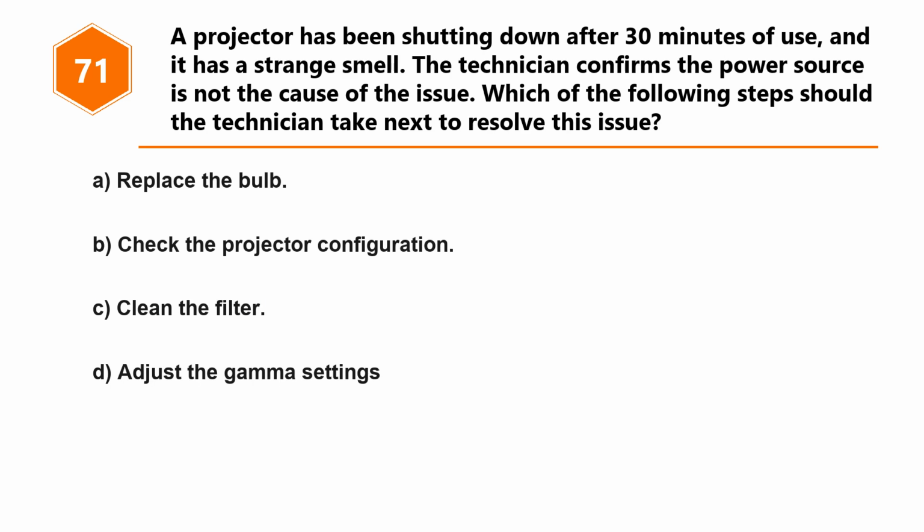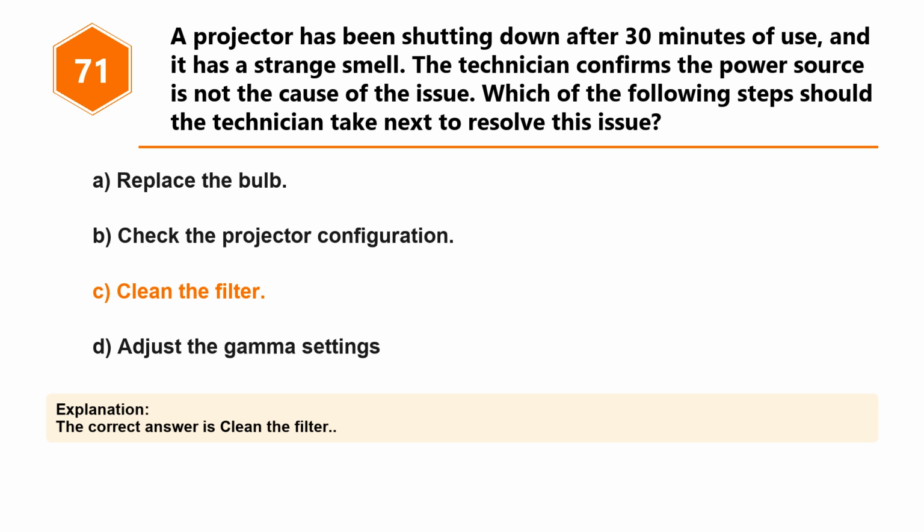Question 71. A projector has been shutting down after 30 minutes of use, and it has a strange smell. The technician confirms the power source is not the cause of the issue. Which of the following steps should the technician take next to resolve this issue? Option A, replace the bulb. Option B, check the projector configuration. Option C, clean the filter. Option D, adjust the gamma settings. The correct answer is option C, clean the filter.